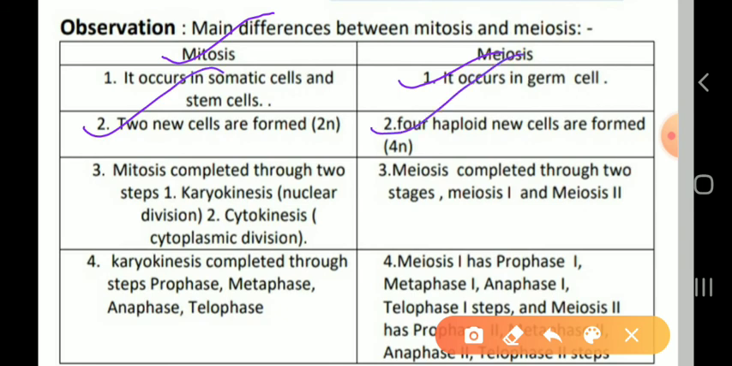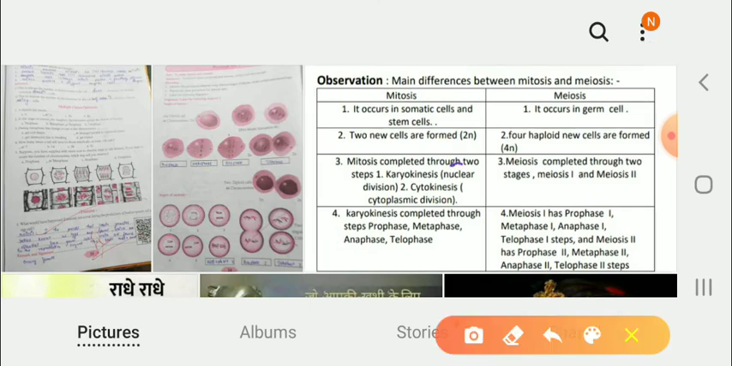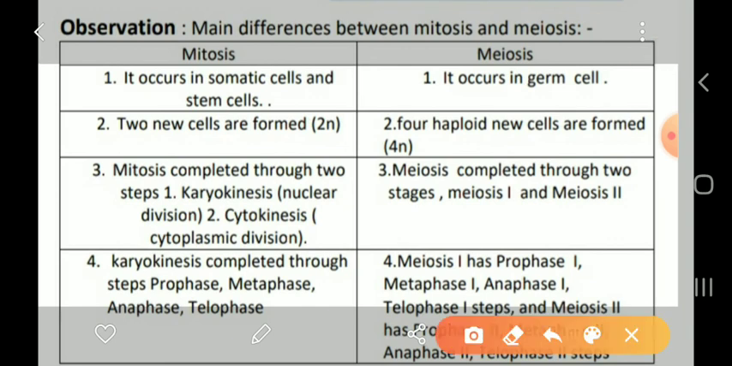What is the third point? Mitosis is completed through 2 steps: karyokinesis, that is nuclear division, and cytokinesis, that is cytoplasmic division. Meiosis is completed through 2 stages, meiosis 1 and meiosis 2. Karyokinesis is completed through different steps: prophase, metaphase, anaphase, telophase. Now meiosis is completed in 2 steps, meiosis 1 and meiosis 2.